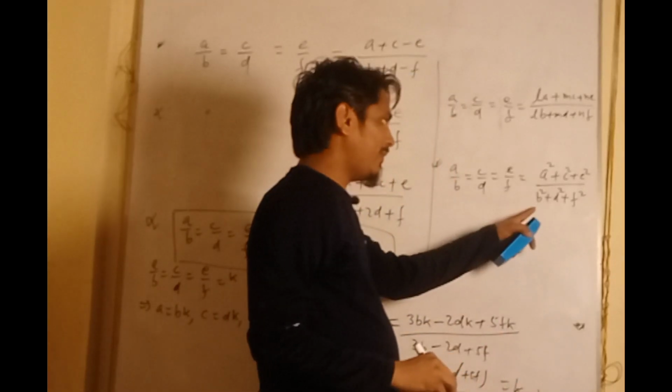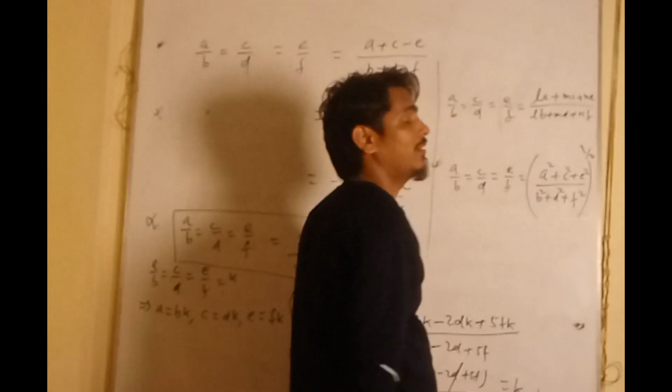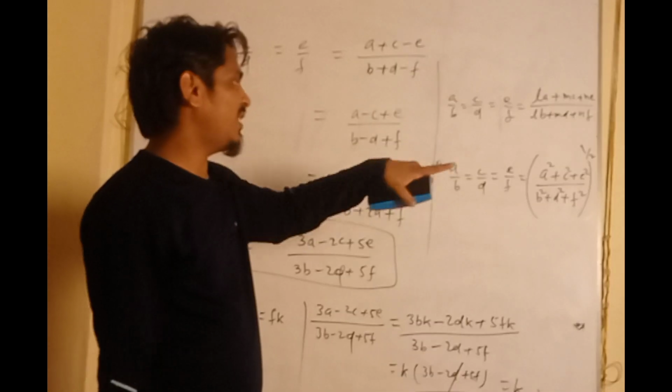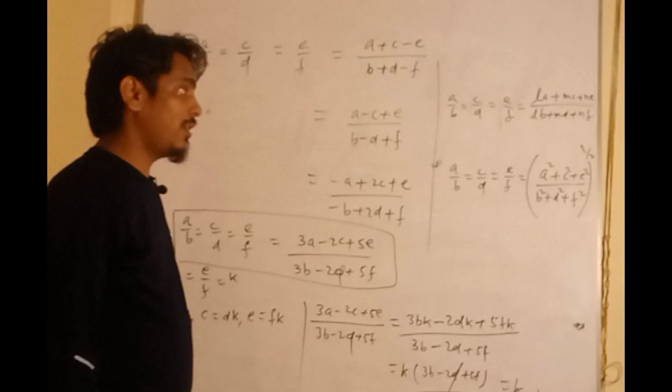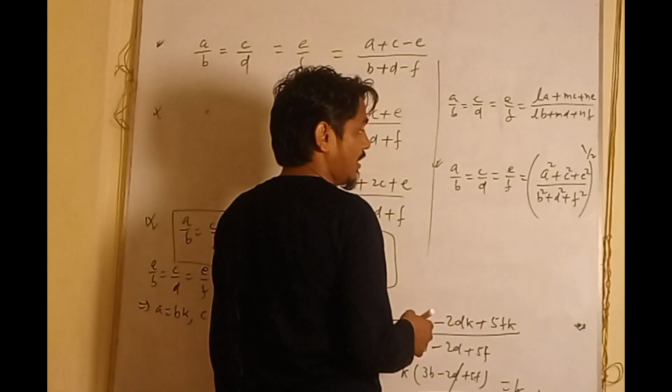Then whatever the power we have taken, in whole we have to take the power of 1 by that. That will also be equivalent to this. So you can verify this by using the K method. Let me just verify this and then we'll see one more.